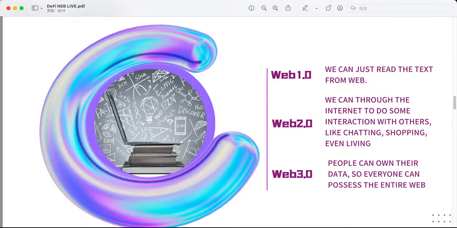That's why the concept of Web 3 has emerged during this time. In Web 3, people can not only read the information from the web, but also interact with other people, chat with other people, and create content on the web. Also, because Web3 is built with blockchain, people can own the whole web when they do actions on the web blockchain.